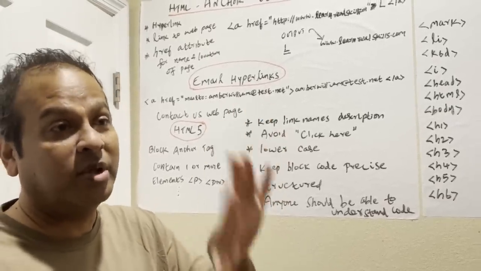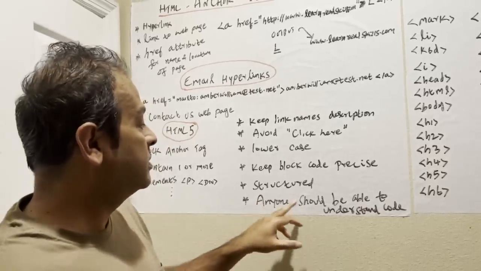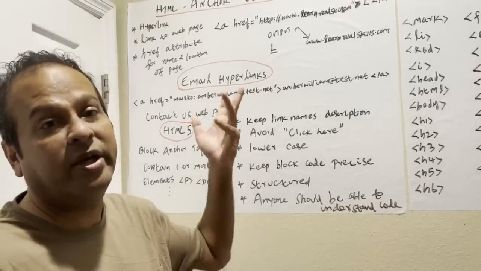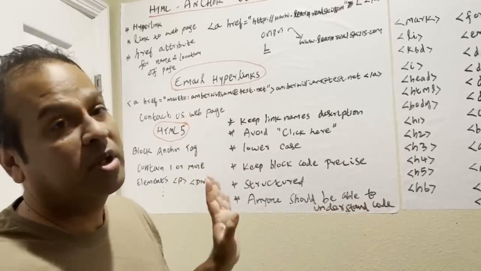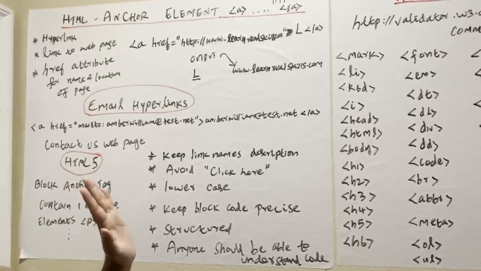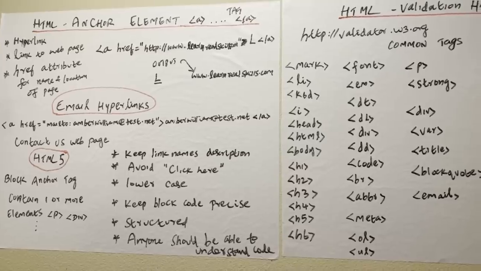Forget about others, but first you need to understand your code, and this is what I mentioned here. Anyone should be able to understand the code after 5 years or 10 years. Put comments and keep it structured. This is a basic introduction of how the links work using the anchor element tag. Let's move on to the next slide.